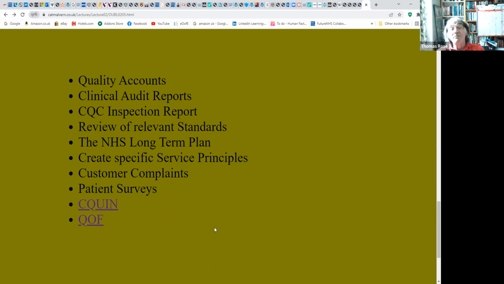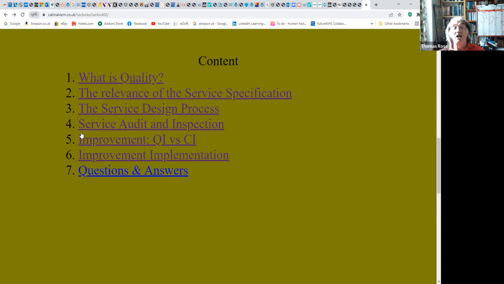You can create some service principles that I've already identified from a previous Q lab task. You can have a look at your customer complaints. It's funny when I haven't really got time to tell that story. We're running out of time already. Your customer complaints, patient surveys, and the quality output framework. You can get clues for improvement projects through all of those.